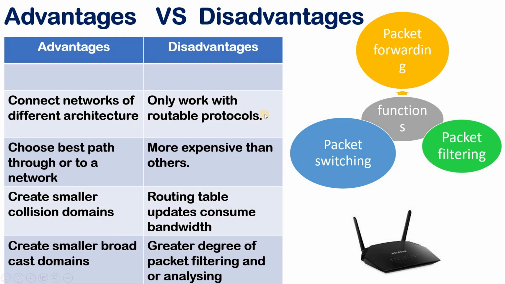Let's discuss the main function of the router. A router allows packet forwarding, packet switching and packet filtering. These three are the main features of the function of the router.